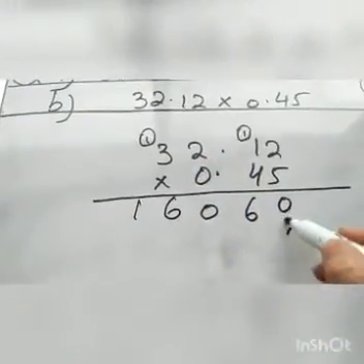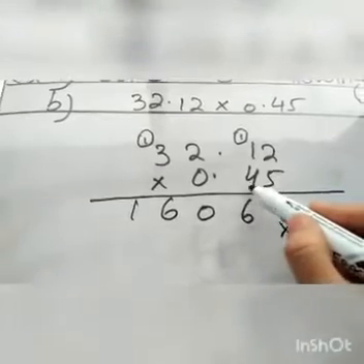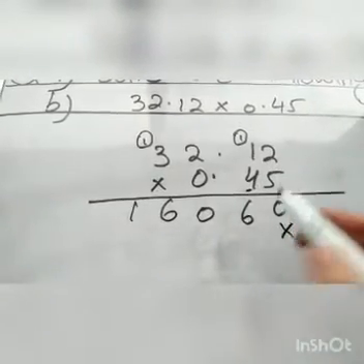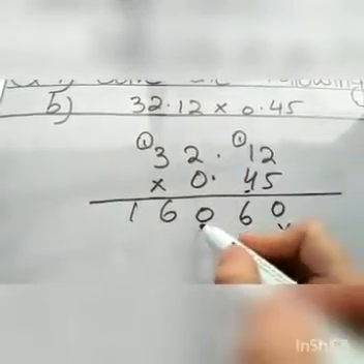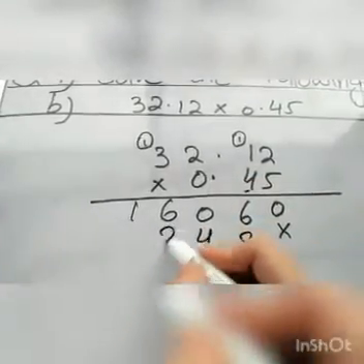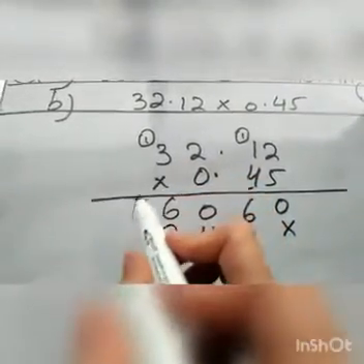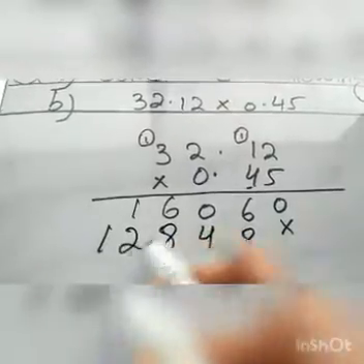Okay. Second digit from 0.45 is 4. 4 2 times is equal to 8. 4 1 time is equal to 4. 4 2 times is equal to 8. And 4 3 times is equal to 12.